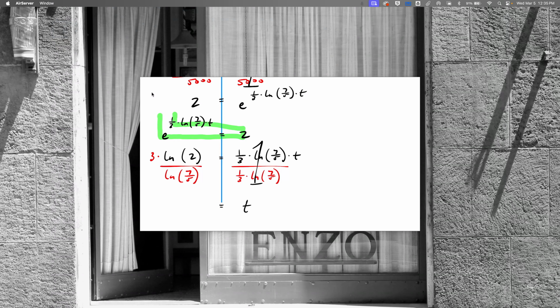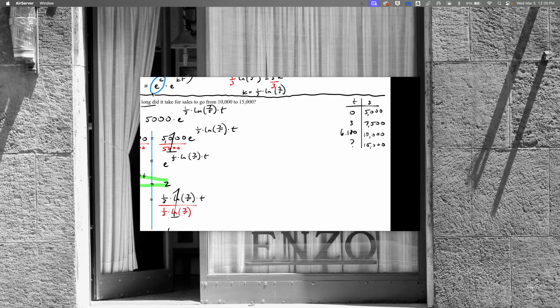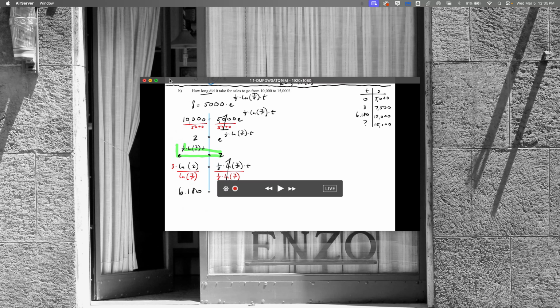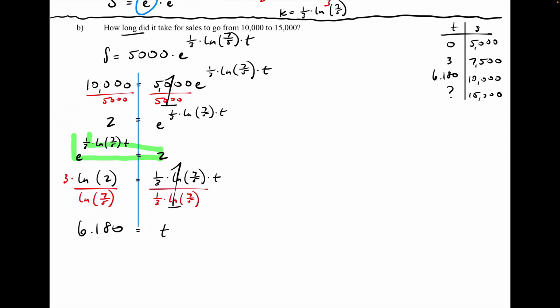6.180. So that goes with 10,000. Sometime in July, the sales will hit 10,000. Okay. Now what I want you to do is figure out 15,000. When does 15,000 happen?